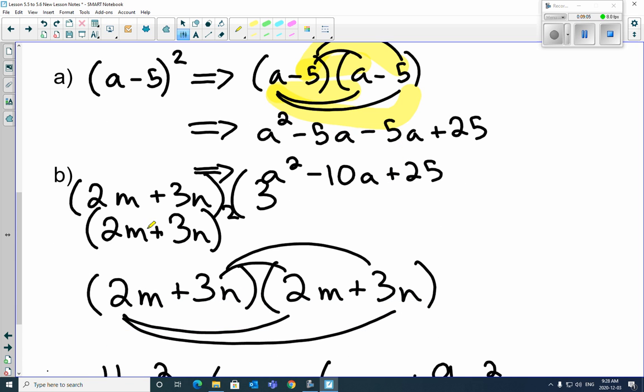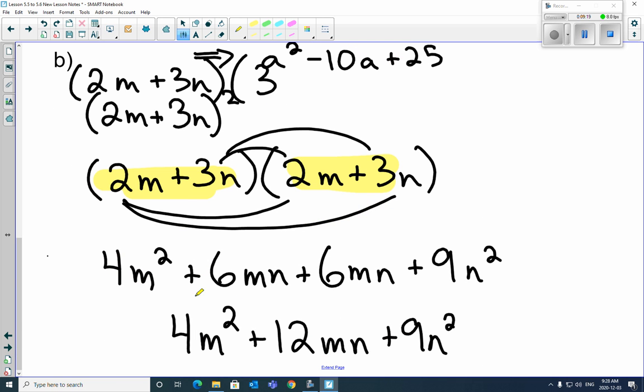All right. Oh, this one kind of got messed up on the screen here. This is supposed to be 2m plus 3n squared. Now you can see it down here, it just got thrown up here. So what it means is, write it out two ways: 2m plus 3n times 2m plus 3n. And then again, first, outside, inside, last. First, 2m times 2m, 4m squared. Outside, 2m times 3n is 6mn.